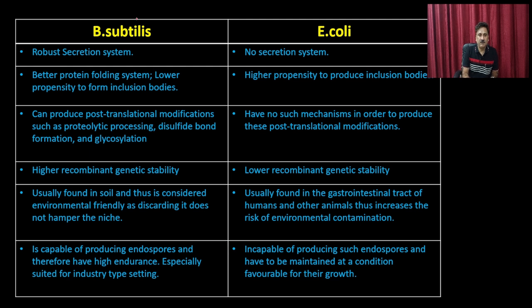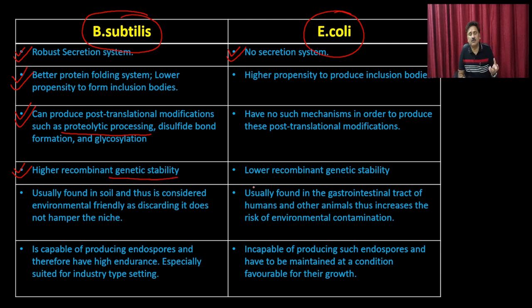So, here is the comparison of Bacillus subtilis and E. coli. Bacillus subtilis has a robust secretory system, while E. coli does not have any kind of secretory system, and that makes Bacillus subtilis advantageous because you can collect the protein of your interest directly from the secreted product, and it also allows better purification of that protein. Then it has a better folding system compared to E. coli, right. It can also produce post translational modifications such as disulfide formation, glycosylation and proteolytic processing, which is not possible in the case of E. coli. Then you also have higher recombinant genetic stability.